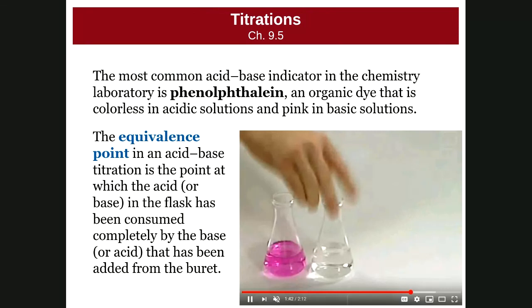All right, so that is how phenolphthalein works. It's colorless in acidic solution and pink in basic solution. Once you add enough base to your acid, it will become more basic than acidic and your solution will stay pink. The equivalence point in an acid-base titration is the point at which the acid or base has been completely consumed by the base or acid that was added from the burette. So the equivalence point is the exact moment where your acid and base concentrations are equal. And any point after that is where your phenolphthalein solution will be pink.